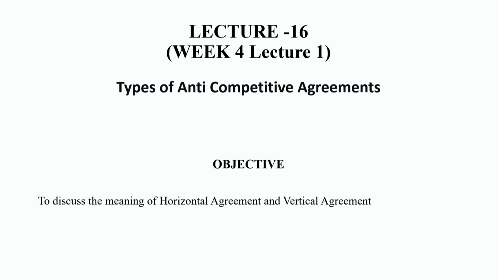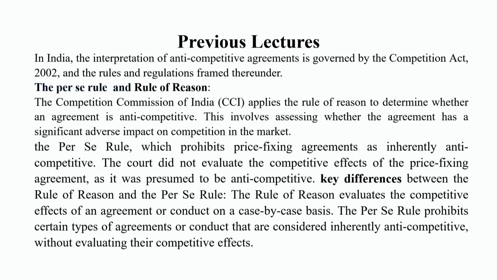This is the fourth week, and today we are entering lecture number 1, where we will discuss the types of anti-competitive agreement. The objective of today's session is to discuss the meaning of horizontal agreement and vertical agreement. Before going into detail, I wish to remind you of the previous session, where we discussed the rule of interpretation.